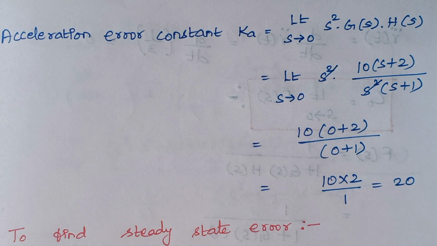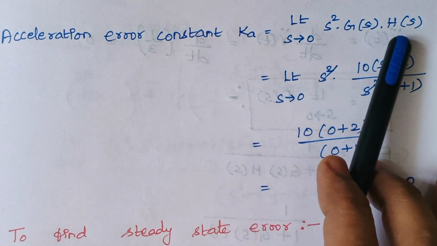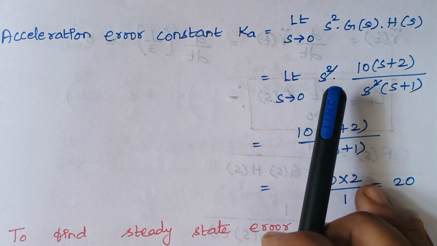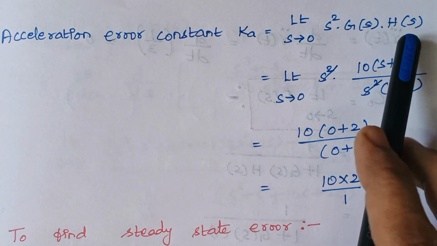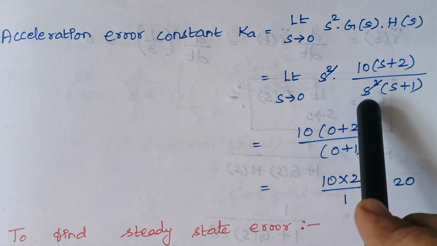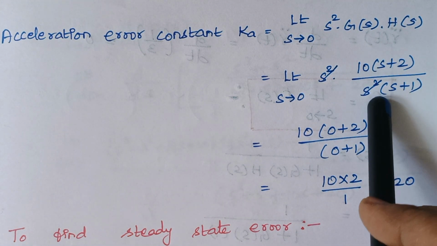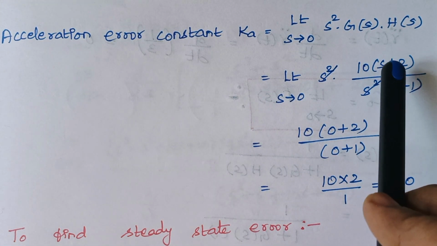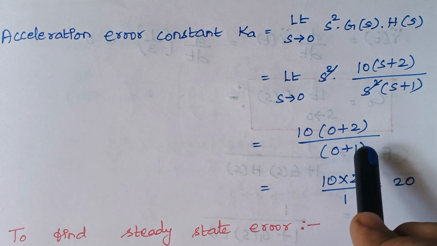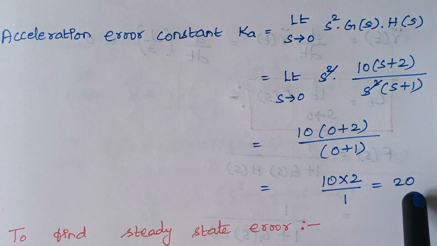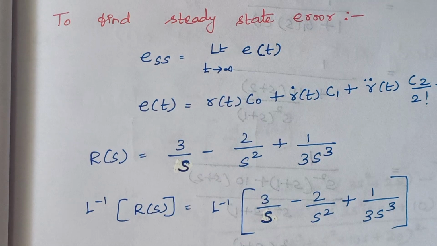Next, acceleration error constant, and it is given by this formula limit s tends to 0, s square into G of s into H of s. So again substitute the value of G of s here, the value of H of s is 1. So when you substitute the value, you see this s square and s square cancel each other, and for the remaining terms you have to substitute the value of s as 0. So when you substitute here, what comes? 10 into 0 plus 2 divided by 0 plus 1. So again 10 into 2 becomes 20, 20 divided by 1 is again 20 here. So this is the value of acceleration error constant.